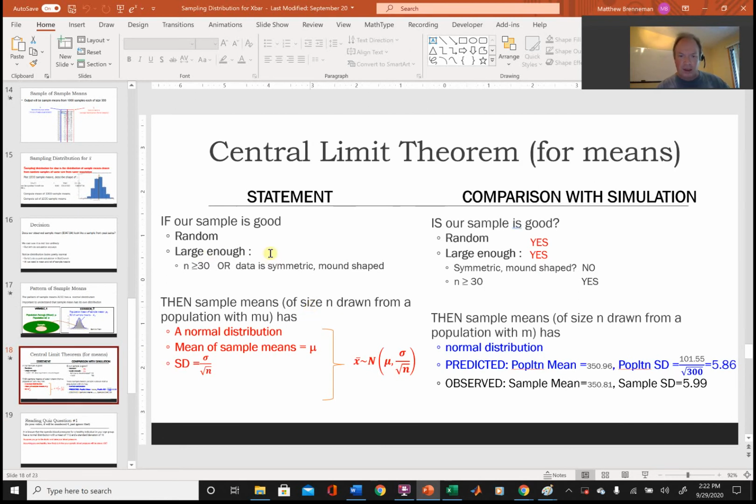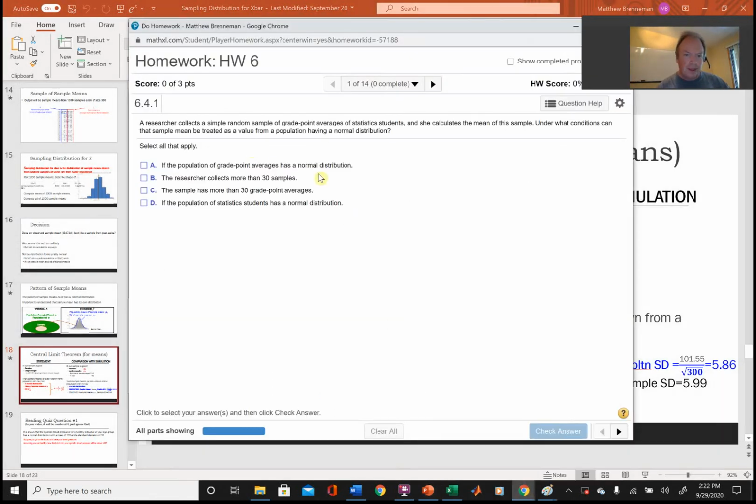So this tells us that if the sample is random and large enough, meaning it has at least 30 in the sample, or if it's symmetric and mound shaped, okay? And sometimes the book will use normal as a synonym for symmetric and mound shaped, and either one's fine, okay? So if the population has, notice we're already told it's a random sample, right? So if it has a normal distribution, it gets a pass, regardless of sample size. If they collect more than 30, that's also good.